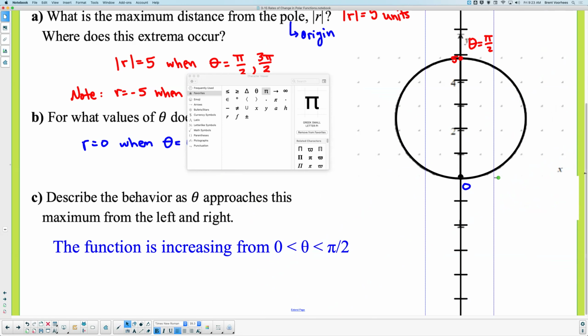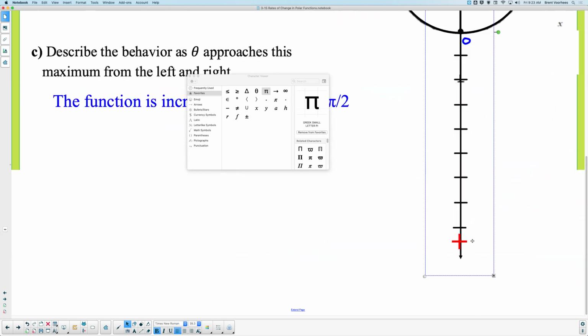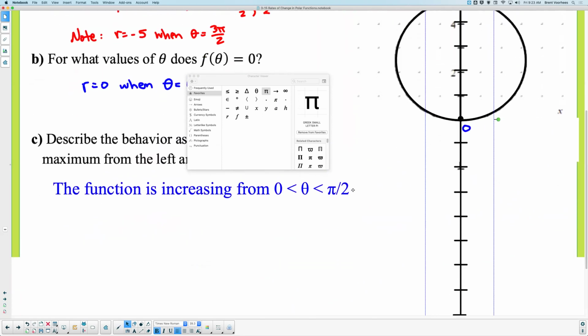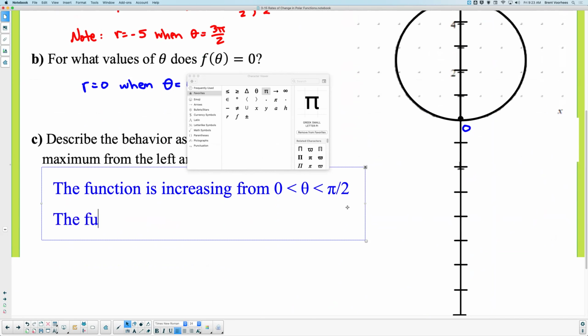Now, what angle am I now at? If the plus is at the bottom end of my page, you can't see it. Let me put it down here. What angle is straight down? Pi over 2. So the function decreases from pi over 2 to 3 pi over 2.